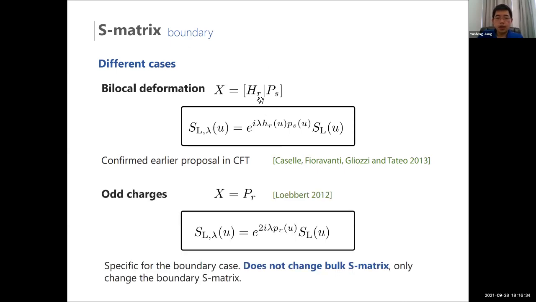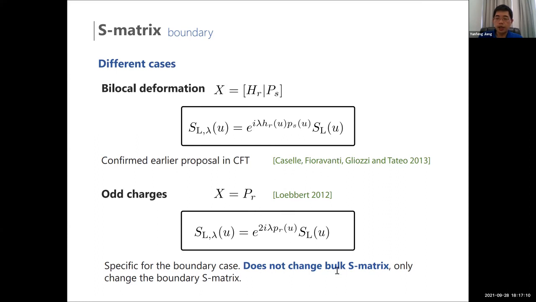Now, interestingly, for the boundary, we can do something fun. Apart from taking this X to be a bilocal operator, we can actually take it to be an odd charge. This is a specific deformation for the boundary case, because in the bulk case without boundary, this PR, which is the odd charge, just commutes with the Hamiltonian. So if you plug in this commutator, it basically doesn't deform anything. So you cannot perform this kind of deformation in the bulk.